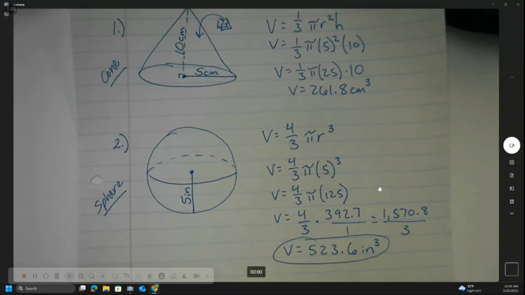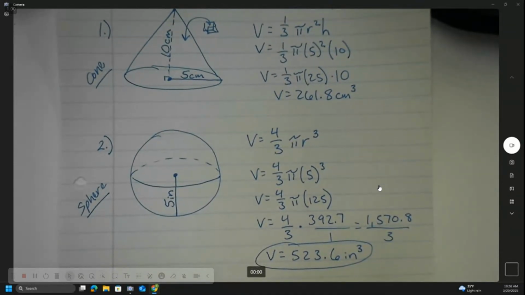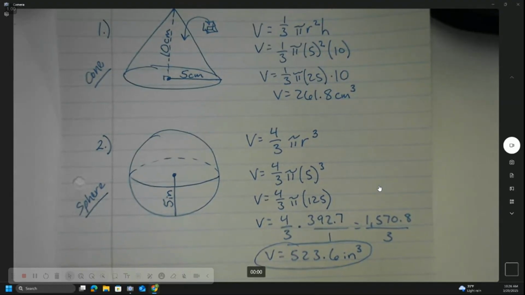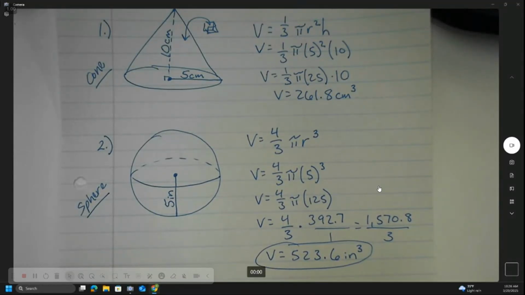Pause and rewind as many times as you need to. Again, they will definitely give you the formulas for all quizzes and assessments. I just want to make sure you understand using substitution, rounding properly, and working from left to right because it's all multiplication. And applying that formula properly and knowing that we are labeling our answers cubed because you're actually discovering how many cubes fit inside a cone.